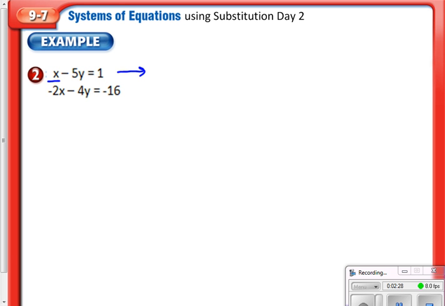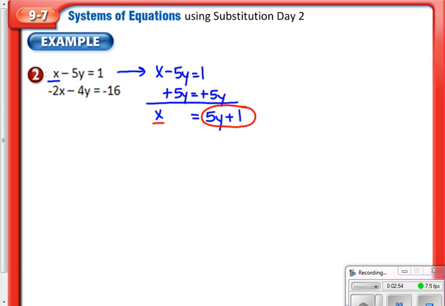This is step 1. So we have x minus 5y equals 1. To get x alone, I would add 5y to both sides. I would come up with x equals, this is a positive 5y, and that was a positive 1. Now that you have an equation solved for a variable, you can go ahead and plug in. So we know x is equal to 5y plus 1. They're saying the same thing. So we're going to put 5y plus 1 in for x into equation 2.